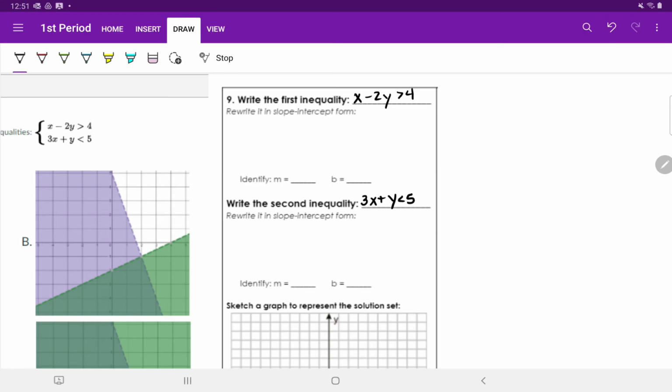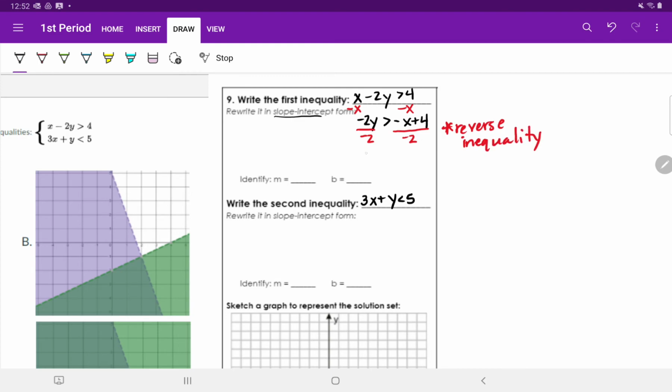Let's look at the first one. The instructions on our test paper kind of give us a hint. We want to rewrite it in slope-intercept form, which means get y by itself on the left. So first, we're going to subtract x from both sides. That'll give us negative 2y is greater than negative x plus 4. Then we want to divide both sides by negative 2. What's about to happen here? We're dividing by a negative. We have to reverse the inequality.